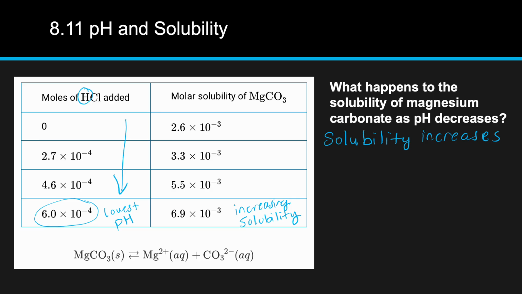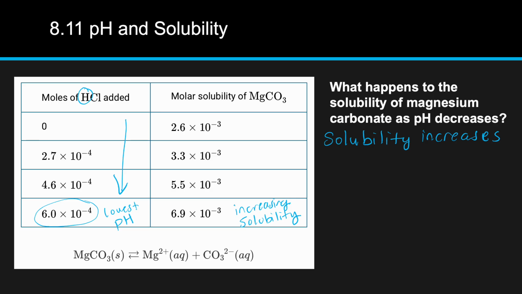And just to make sure we understand, let's go ahead and explain why decreasing pH increases the solubility. So by decreasing pH, I'm increasing my concentration of H+ ions. And looking at my two ions, I know that if I'm increasing H+, it's going to want to be attracted to something with a negative charge, right? So I'm looking at CO3 2-, which is carbonate.